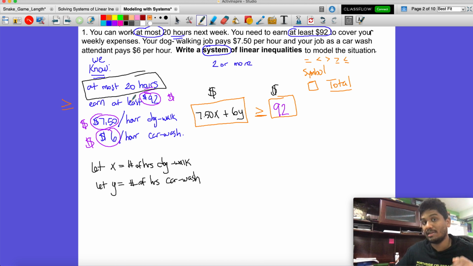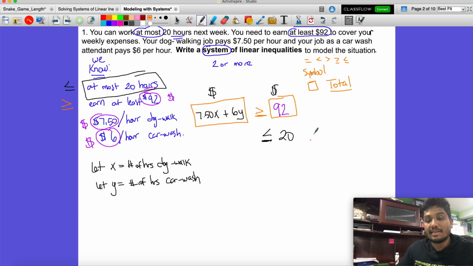Can he work 20 hours? Yes, he can work 20, he can work 19, he can work 15, he can work 10, but he cannot work 21 or 25. So he can work the 20, right? Exactly that amount or less than. So this is going to be a less than or equal to sign.